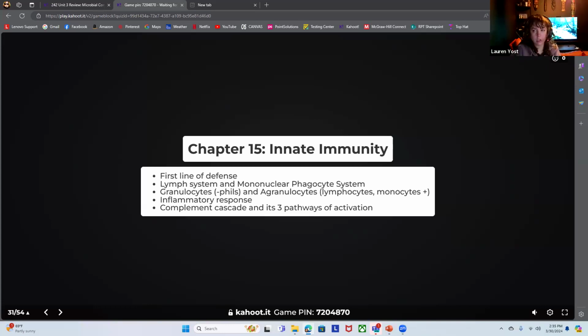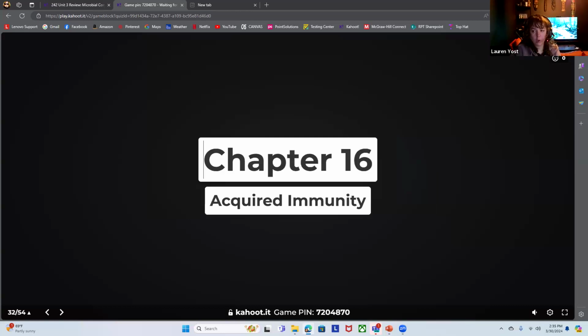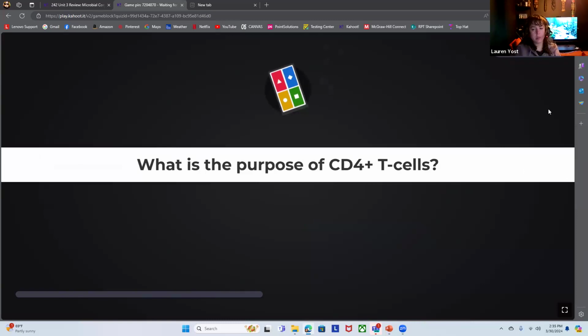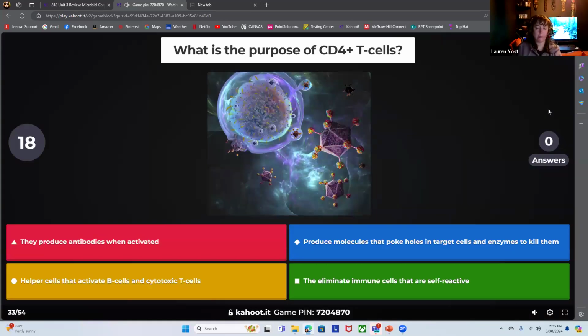So we're going to move on to chapter 16. Acquired immunity or B and T cells. So, what is the purpose of CD4 positive T cells? What is their main function? Jumping right into it.